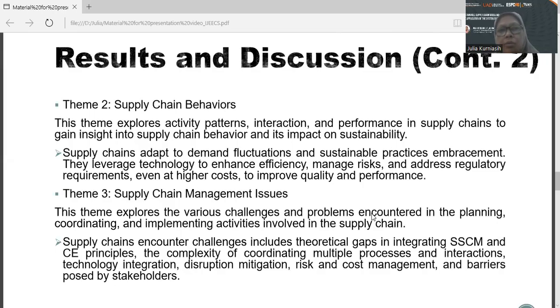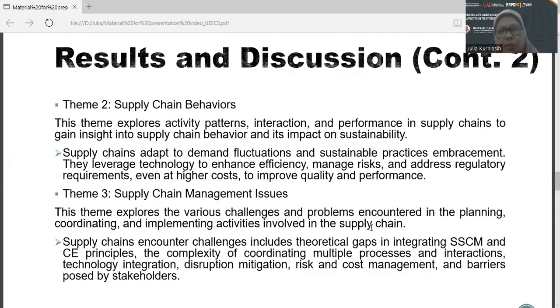Theme 2 is about supply chain behavior. This theme explores activity patterns, interaction, and performance in supply chains to gain insight into supply chain behavior and its impact on sustainability. Supply chains adapt to demand fluctuations and the embracement of sustainable practice. They leverage technology to enhance efficiency, manage risk, and address regulatory requirements, even at higher cost, to improve quality and performance.